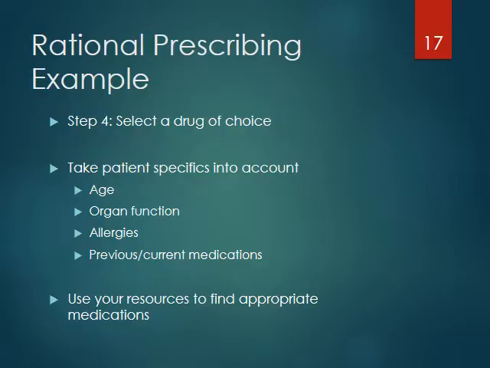Next, we'll try to figure out what our drug of choice is going to be. So again, we're taking patient specifics into account. We need to look at age, organ function, allergies, and then previous and current medications that they're already taking. You want to look at things like, have they had previous courses of antibiotics for similar complaints? Because that may lead you to select a different type of medication. If they've had lots of previous courses of antibiotics, that means they're more likely to be harboring resistant bacteria. And so you may need to use a stronger antibiotic versus something that's more general purpose. So again, use your resources to find what the appropriate medications are going to be in those situations.